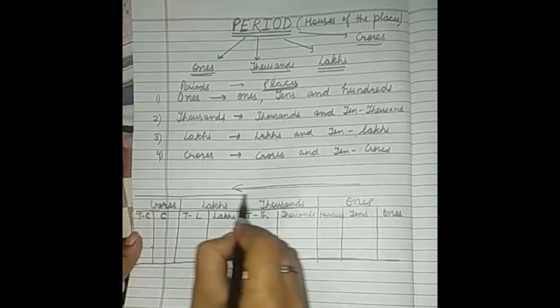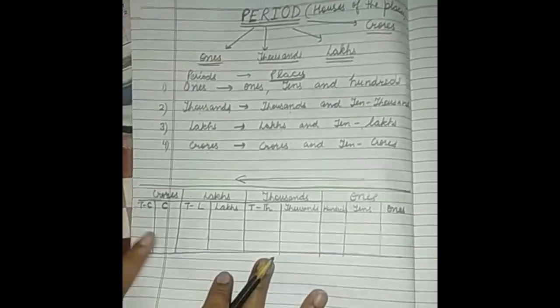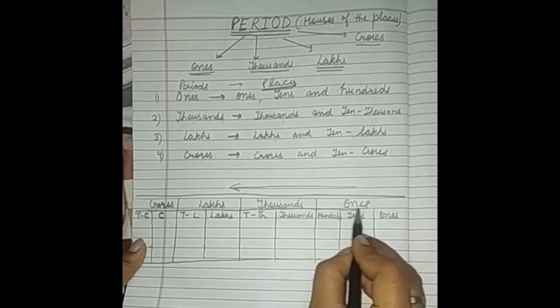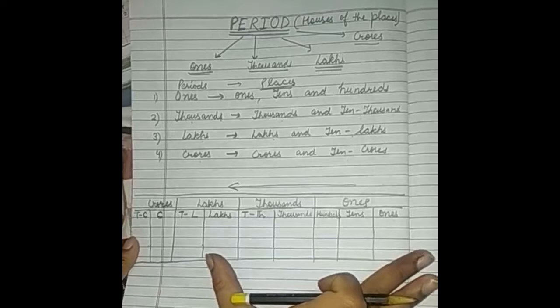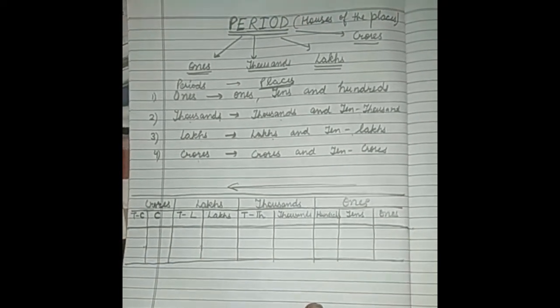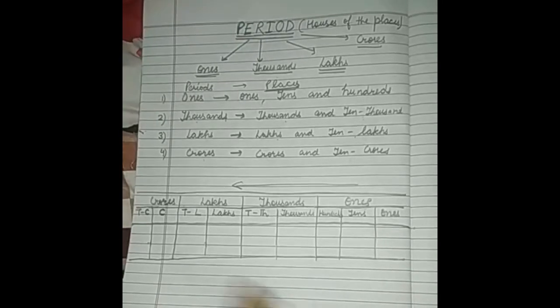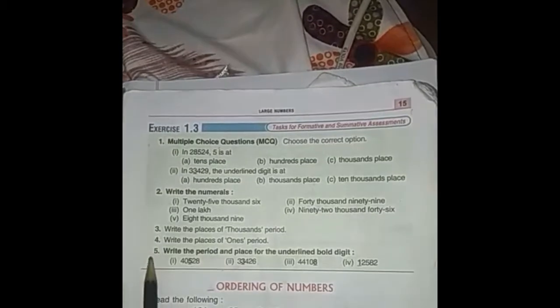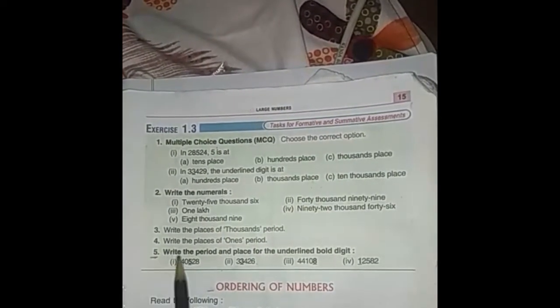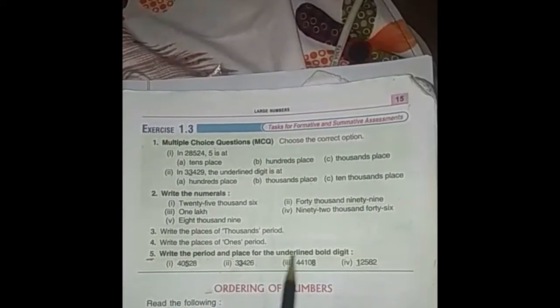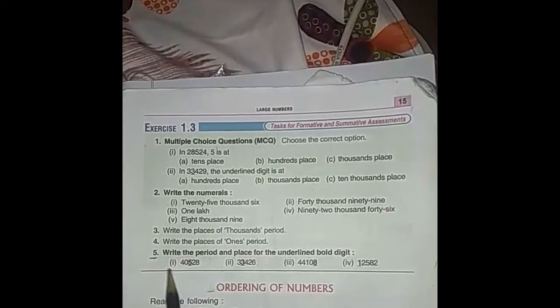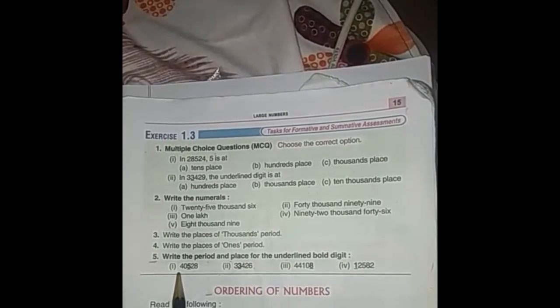Now we can write a large number on this place value chart according to their positions. Now let's take an example from the book. This is exercise 1.3, page number 15. So let's discuss this question 5. Write the period and place for the underlined bold digits. And I am going to solve the first part of exercise 1.3.